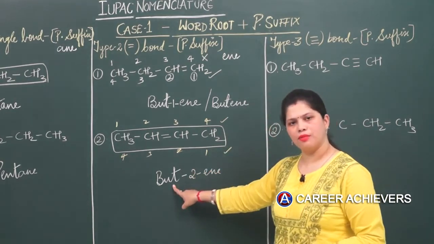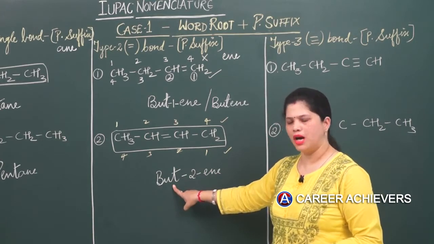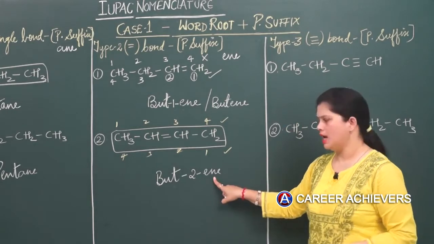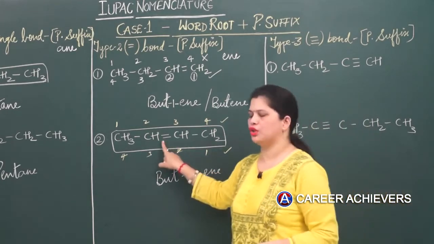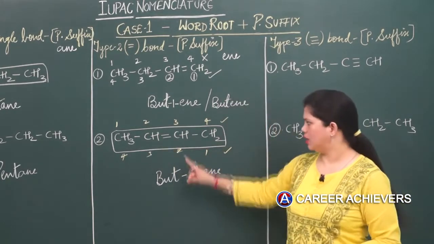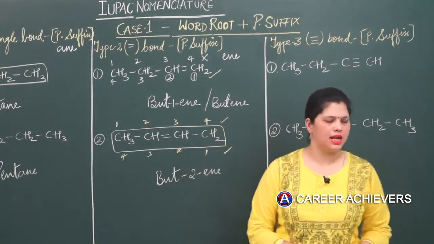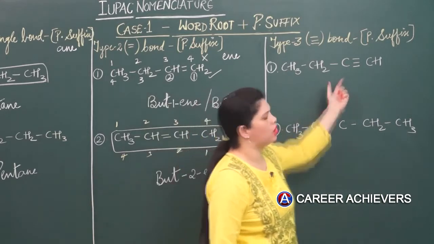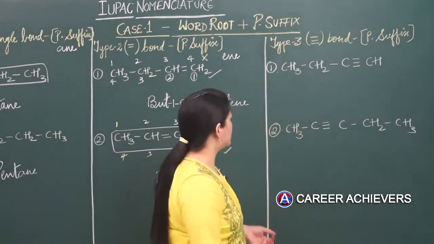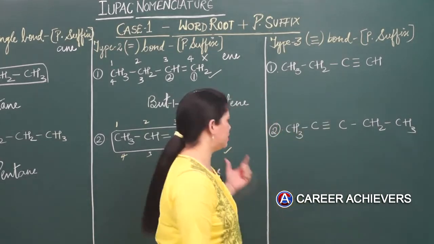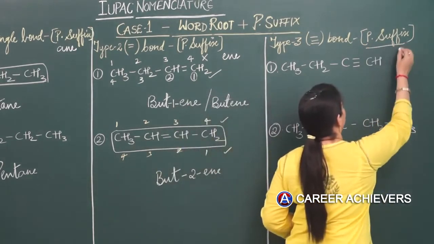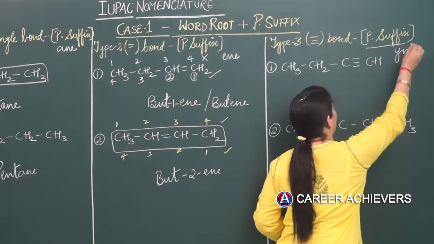But represents the number of carbon atoms, that is your word root part. Ene represents the primary suffix, which is the double bond over here, and this 2 represents the position of the double bond, which actually belongs to the 2nd carbon, right? Now type 3, if in the molecule a triple bond is present. If a triple bond is present, then the same conditions and the same rules we need to follow, only the primary suffix part would be represented by ine.